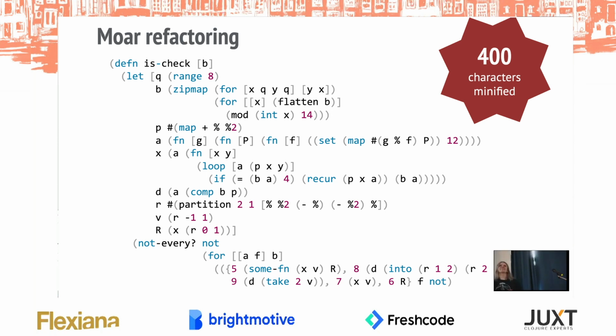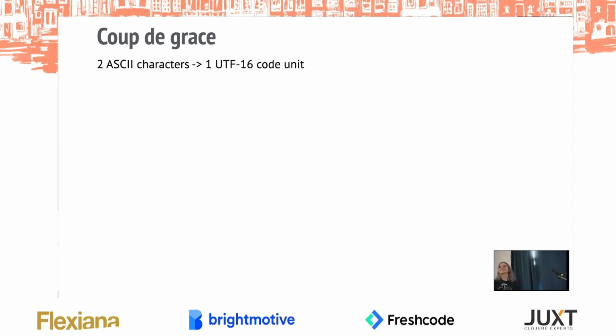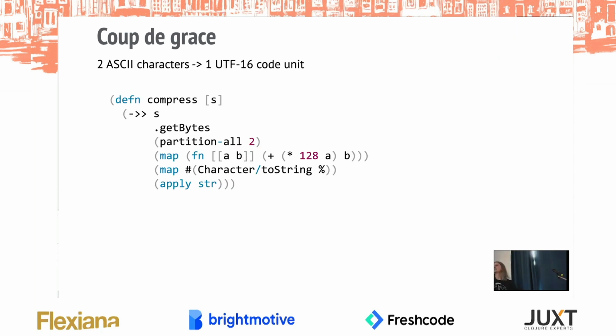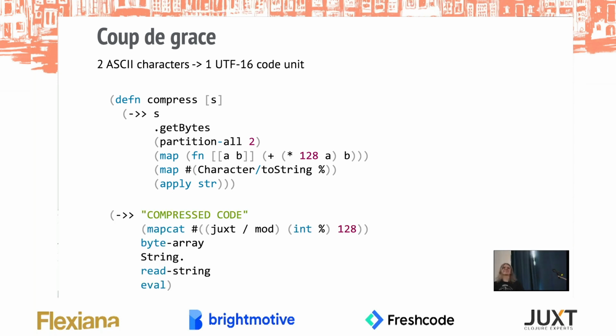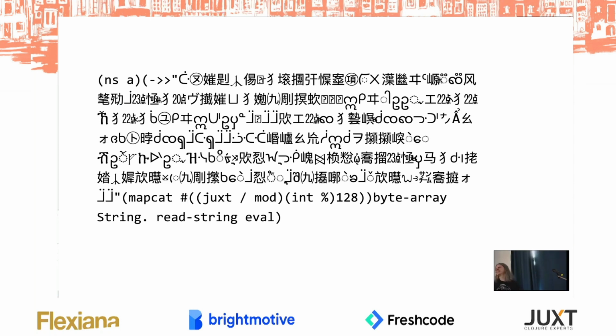And if you remember, I said characters rather than bytes. So if you represent 2 ASCII characters in one UTF-16 character, then you can write a simple compressor and a corresponding decompressor for the code. And that decompressor, when minified, is only 29 characters in length. So this is our final version of code.